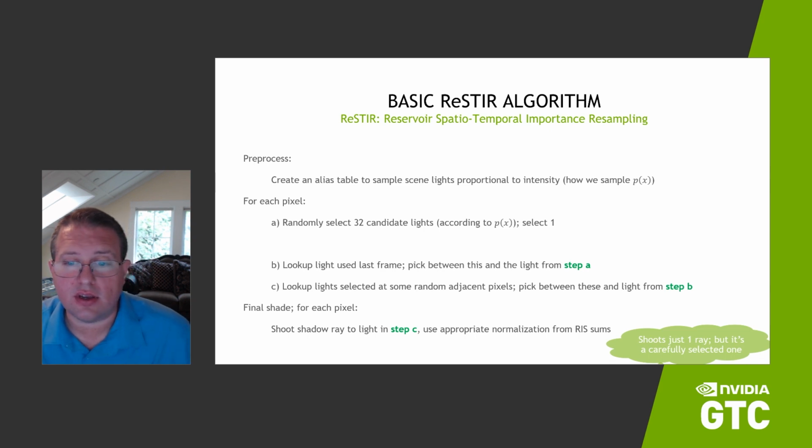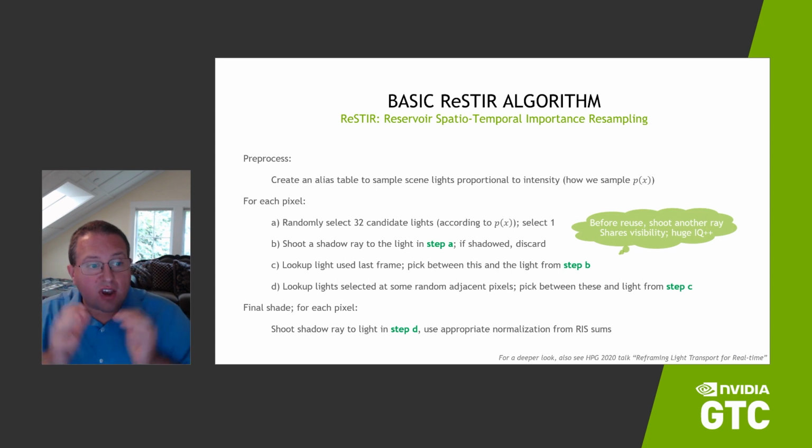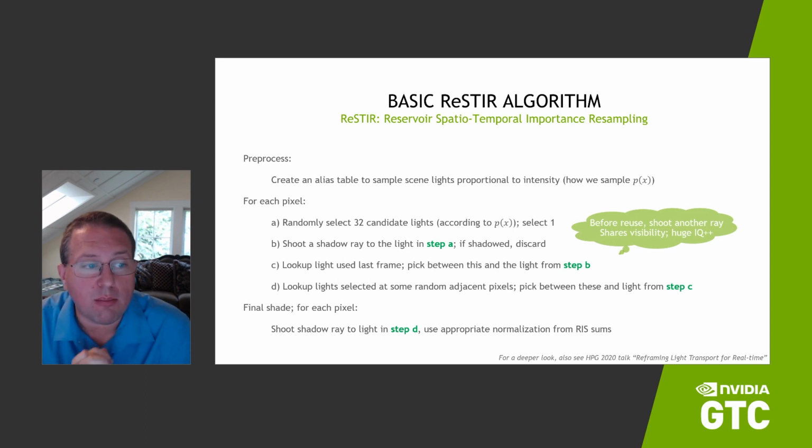Now, there's clearly a blank spot here. And what we discovered is if we shoot a shadow ray right after step A before we start reusing it, this injects visibility information into our sharing, which gives a huge improvement in image quality. And this is the basic algorithm that's talked about in our SIGGRAPH paper.